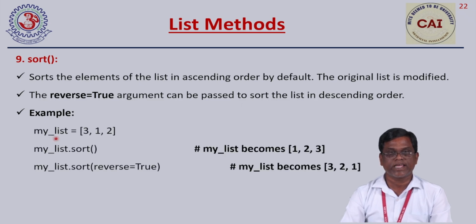See, I created my list with the values 3, 1, 2. When I give my list dot sort, the values are sorted in ascending order, like 1, 2, 3. And if you want to sort in descending order, my list dot sort, and we need to specify the argument reverse equal to True. Now the values will be sorted in descending order, so 3, 2, 1 will be the result of applying this sort method.